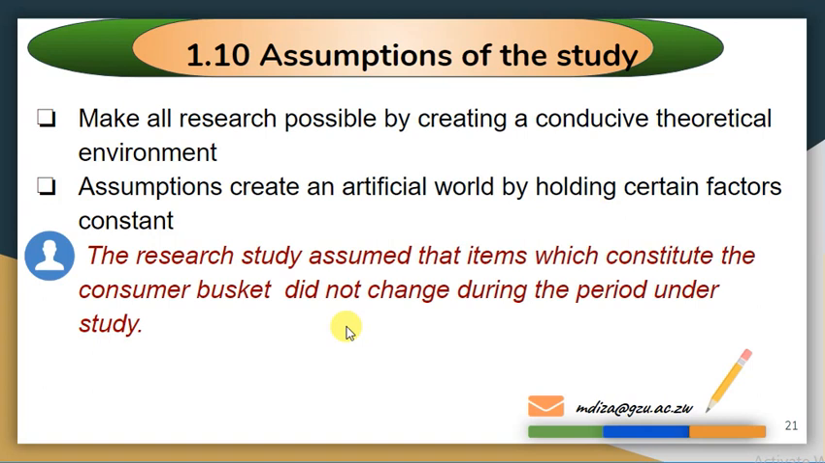In a realistic world, someone can say there are taxes. But in an artificial world, you might assume that there are no taxes. So this makes research possible. The research study assumed that items which constitute the consumer basket did not change during the period under study, though we might know that the items might also change. So assumptions are very, very important.